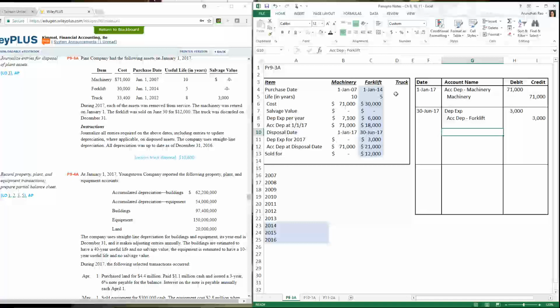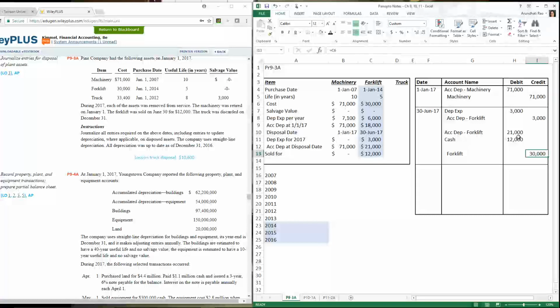So let me write down various things. The first is accumulated depreciation. I know that amount is 21,000. The second is I know how much cash I received in this deal. I received 12,000. Skip one line and then I write forklift credit. I'm taking that off my books at 30,000. That's what I had it in my books. I'm going to take it off at 30,000.